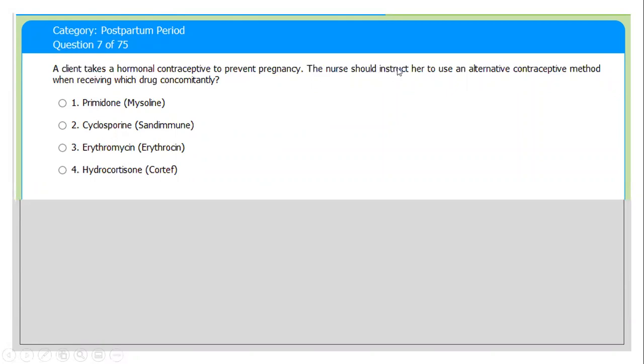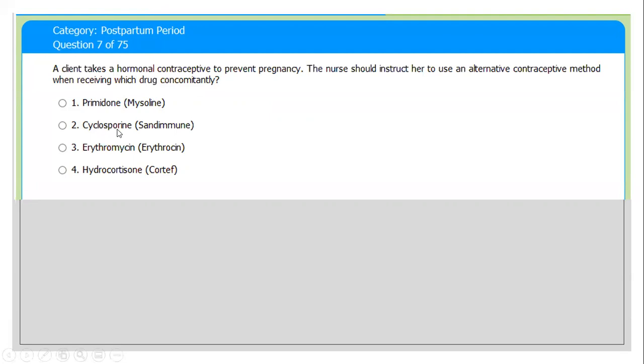The nurse should instruct her to use an alternative contraceptive method which is receiving which drugs concomitantly. Number 1, primidone, number 2, cyclosporin, number 3, erythromycin, and number 4, hydrocortisone. Number 1, primidone, antipsychotic medication.